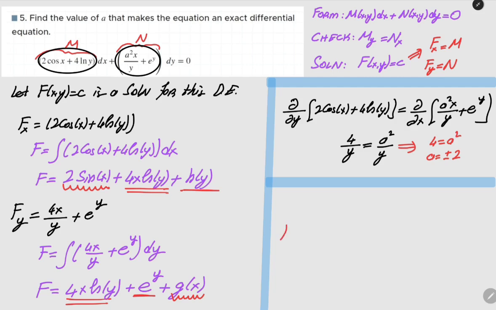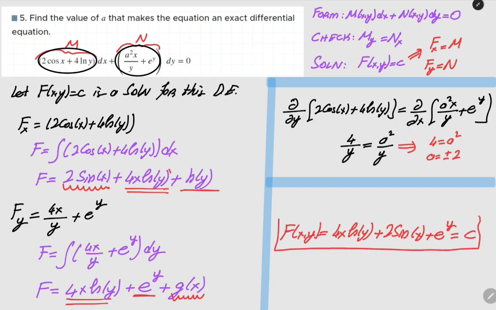So what about f? We should write all the different terms obtained in the two f functions. Let's start by writing the common term. 4x ln y is common in both equations, and the different terms are 2 sine x, and also e to the y. So f is 4x ln y plus 2 sine x plus e to the y, and it should be equal to c as a result of this differential equation, my dear friends.